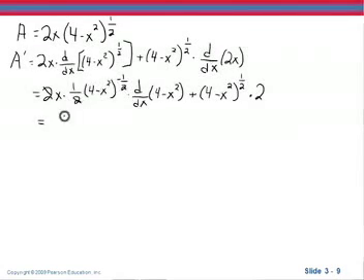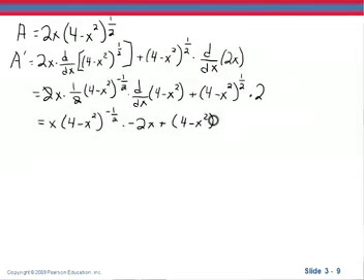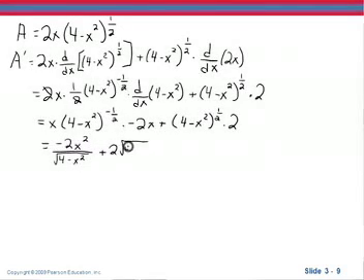Well, the 2's are going to cancel here, so we'll have x times 4 minus x squared to the negative 1/2 times the derivative of 4 minus x squared, the derivative of 4 is 0, the derivative of negative x squared is negative 2x, plus 4 minus x squared to the 1/2 times 2. Now let's get this in a form we can work with. So let's go ahead and multiply the x times negative 2x, which is negative 2x squared. That's going to be in the numerator. If we move this down to the denominator, it will become positive. And remember, 1/2 power is square root. And this is 2 times the square root of 4 minus x squared.